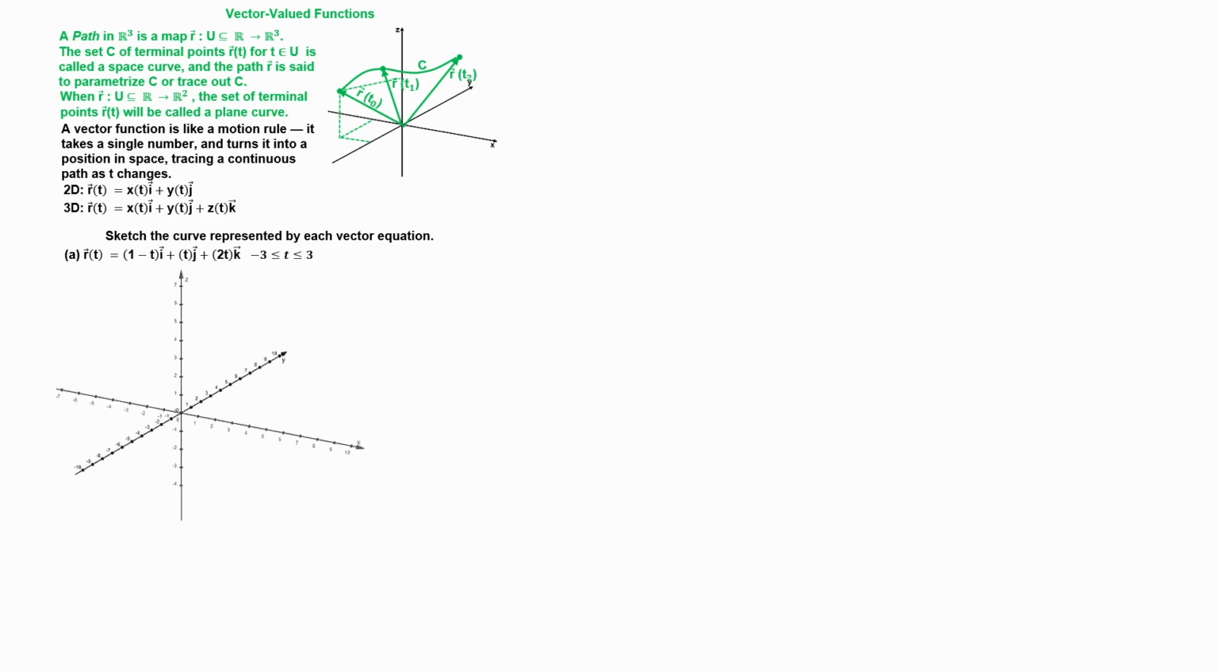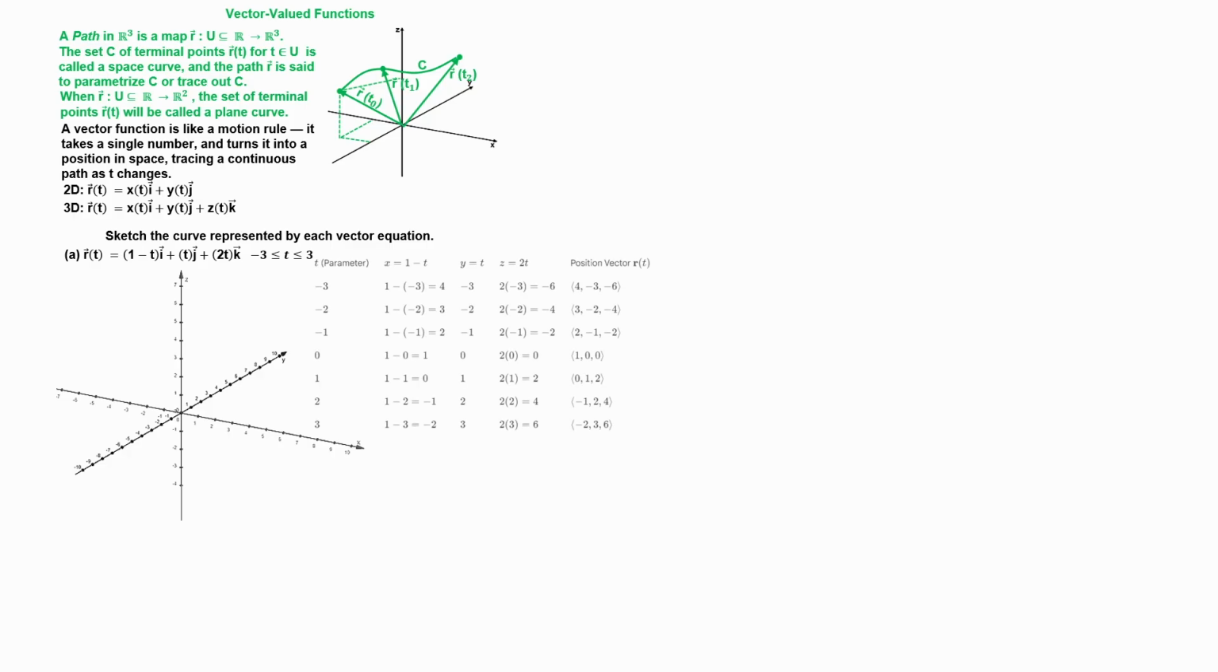Let's look at some simple examples. Sketch the curve represented by each vector equation. First, we create a table of values. To find the values for each line, substitute the value of t into the x, y, and z components. Plot the points in 3-dimensional space. The table shows the path of a particle, or the points that trace the curve. The function we are working with is a vector equation for a straight line in 3D space.